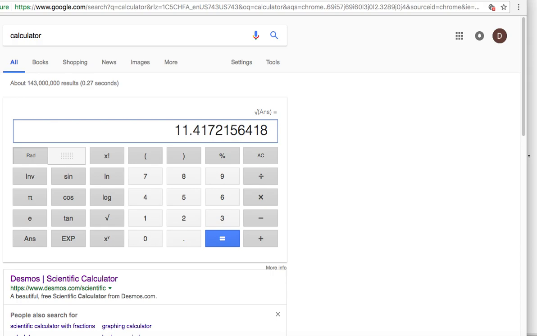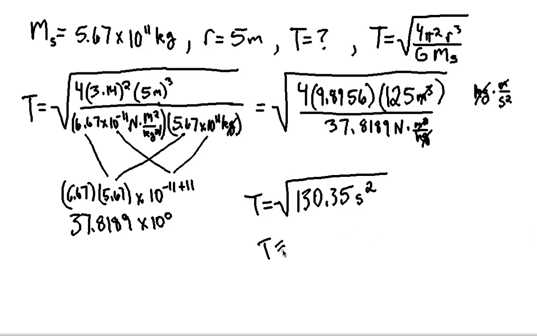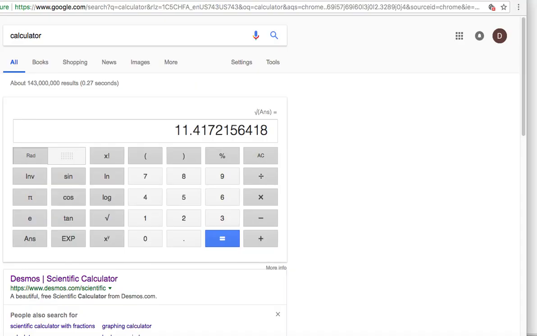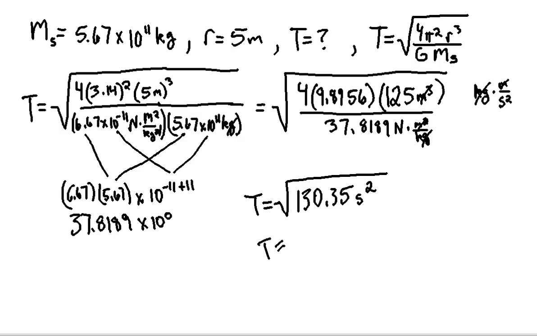So you're not going to have decimals, or if you do, these will both be 0 if you did everything right. But let's just round up to 11.41 or 11.42 seconds. So let's think about this answer for a second.